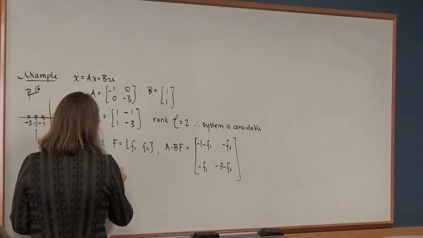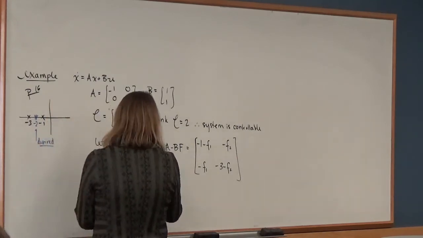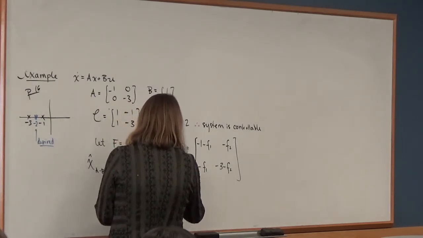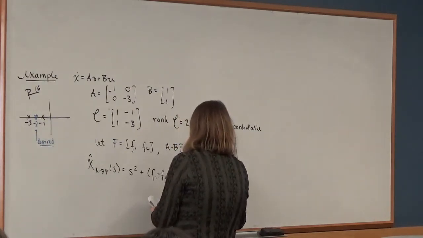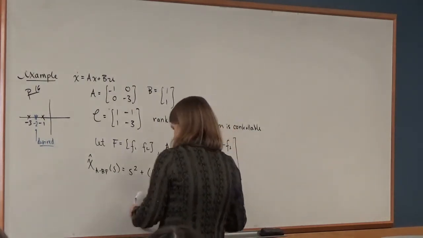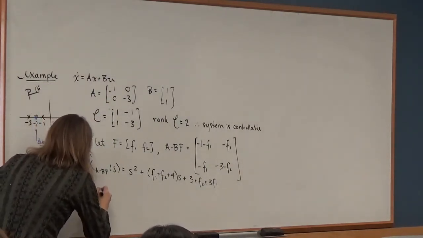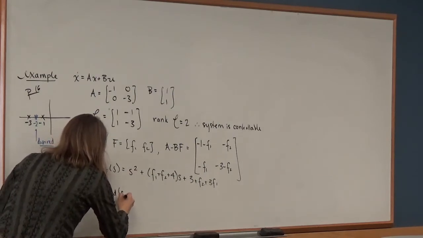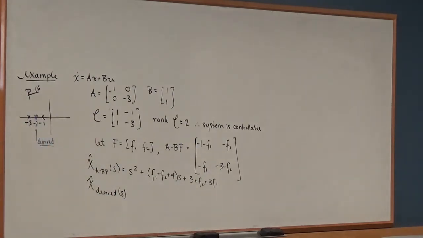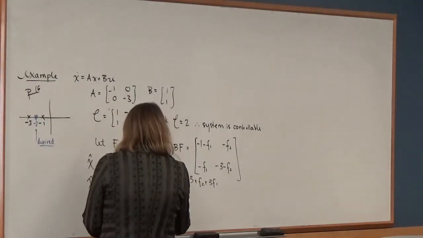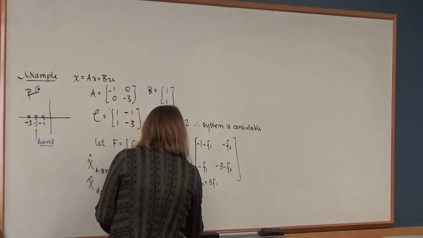The actual characteristic polynomial is s squared plus (F1 plus F2 plus 4)s plus 3 plus F2 plus 3F1. And the desired characteristic polynomial, what is it? We want both of the closed loop eigenvalues at -2, so that gives us a desired characteristic polynomial of (s plus 2) all squared, so s squared plus 4s plus 4.